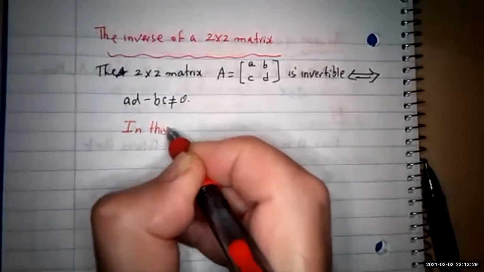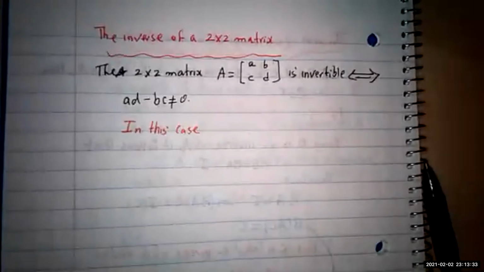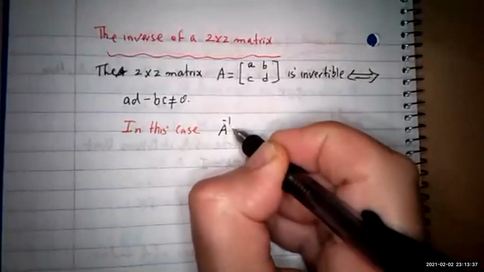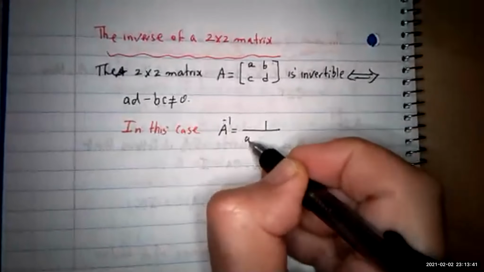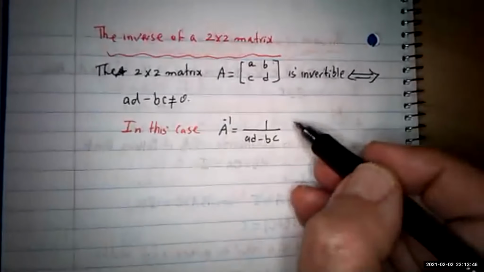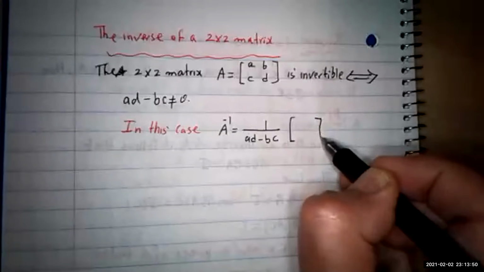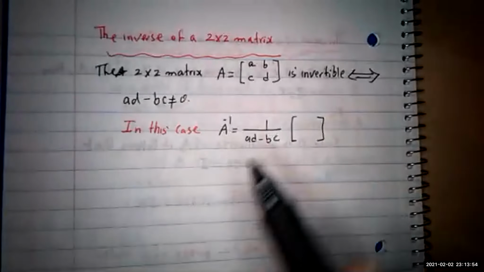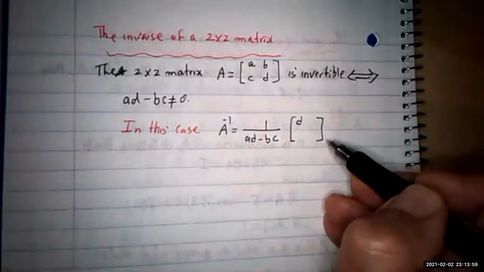In this case, the inverse of this matrix, A inverse, is going to be equal to 1 over this quantity, AD minus BC. And what we're going to do here, look at this one: we switch the entries on the main diagonal. So this is going to be D, and this is going to be A.